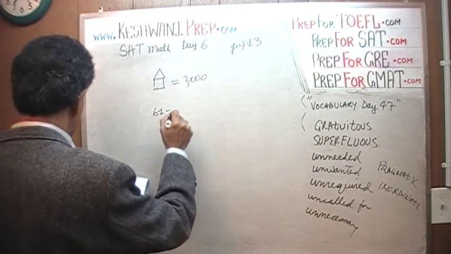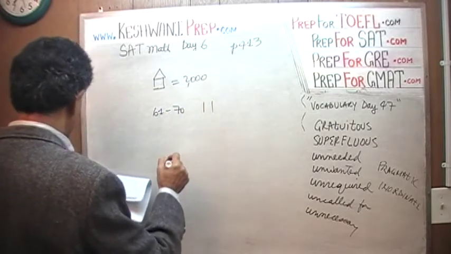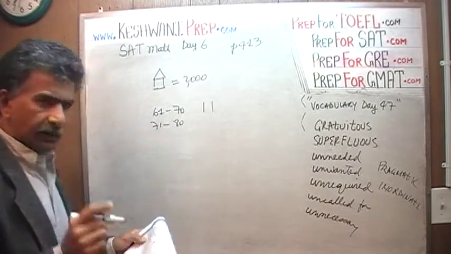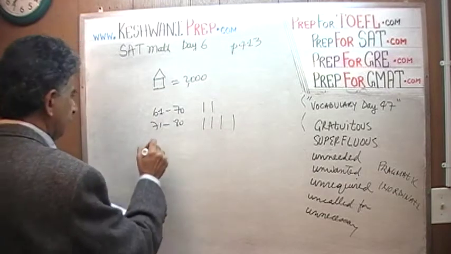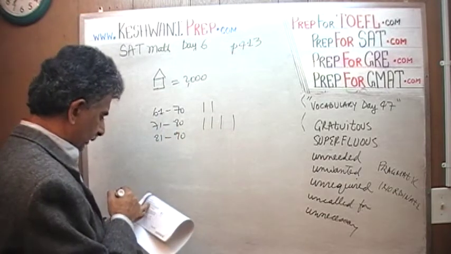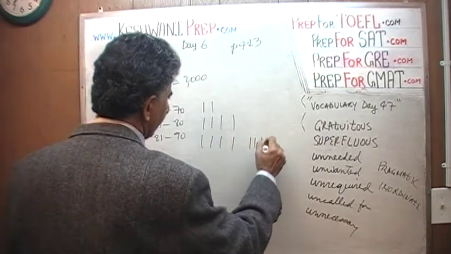From 61 through 70, if you look at the chart, they give us 2 of them. From 71 through 80, if you count them, they give you 4 of them: 1, 2, 3, 4. And from 81 through 1990, they give us 1, 2, 3, 4, 5, 6, 7, 8. They give us 8.